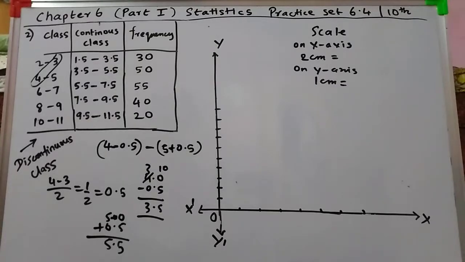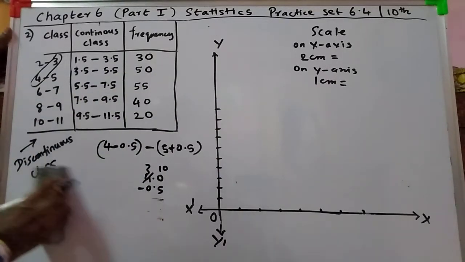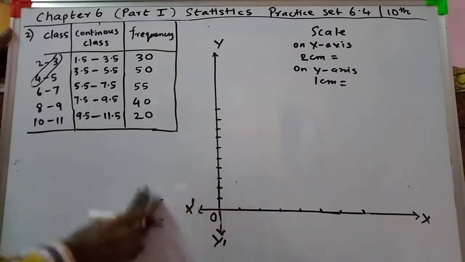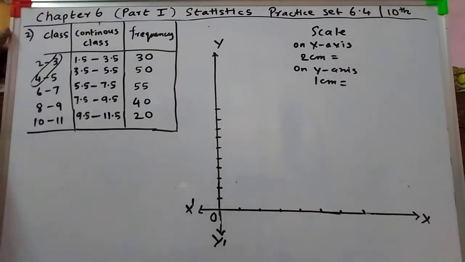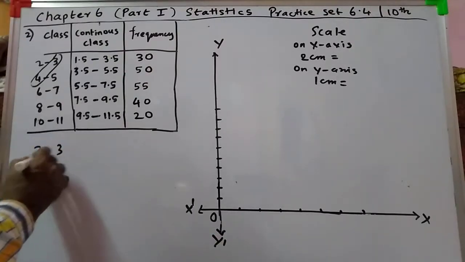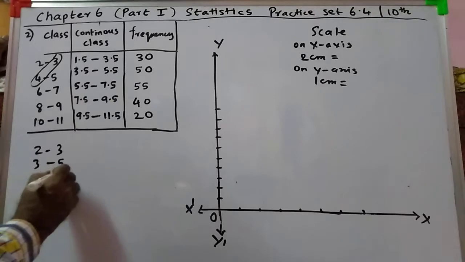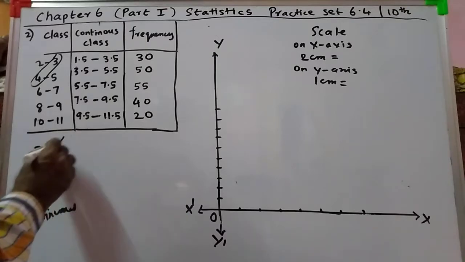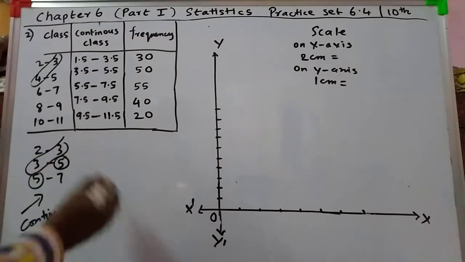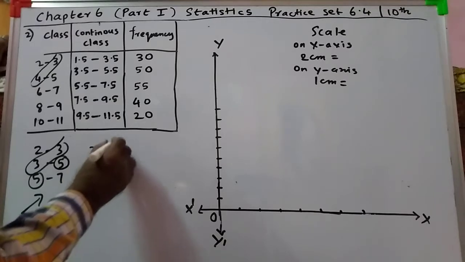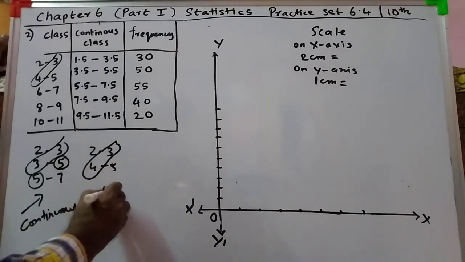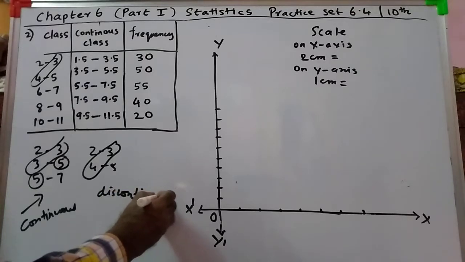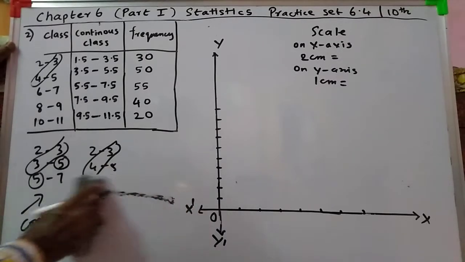Now I will draw it. So this is continuous. The earlier one, 3 to 5, was different. So that's why it is discontinuous. I hope you got this.